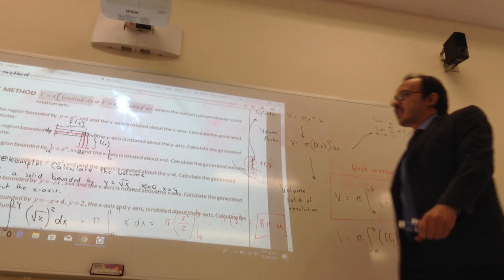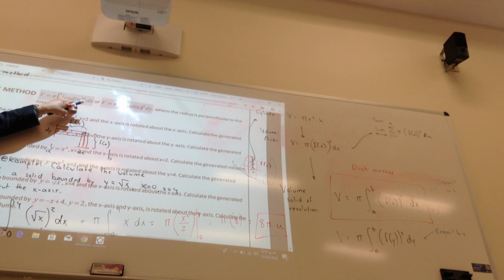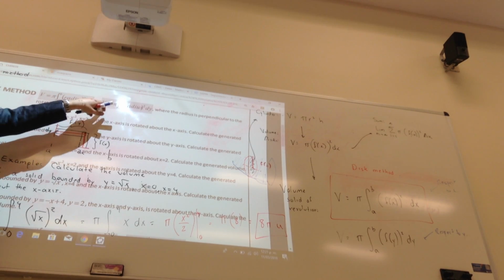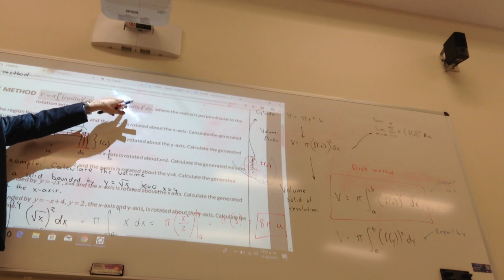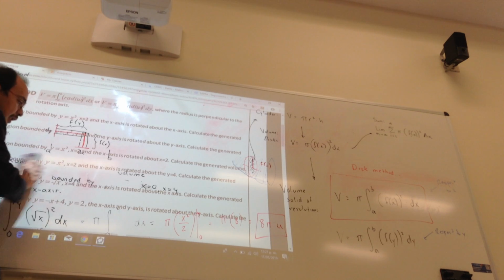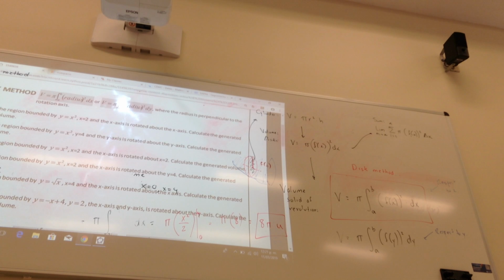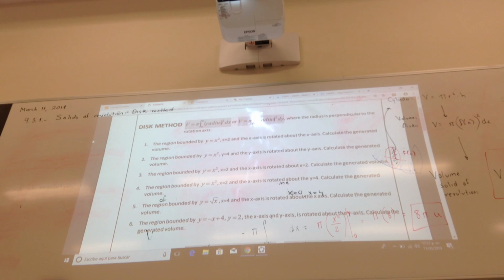For example, in the activity, they already give you the formula. It says this method: volume equal to pi integral from a to b of the radius, which is the function, to the square times dx, or pi times the integral from c to d of the radius squared dy, where the radius is perpendicular to the rotation axis. In this first one, it says the region bounded by y equal to x squared, x equal to 2, and the x-axis is rotated about the x-axis. Calculate the volume. Here, the function is x squared.